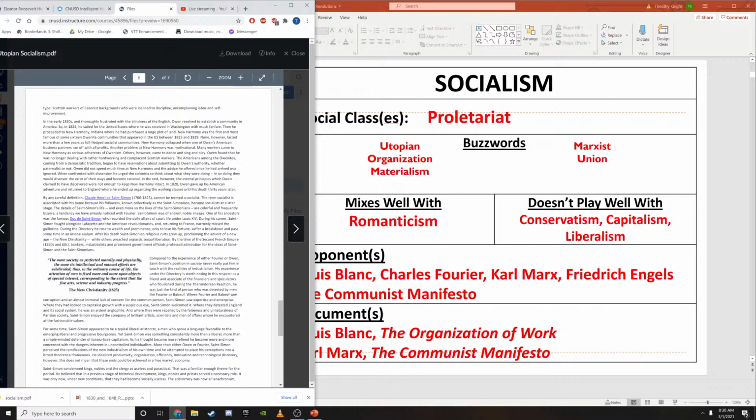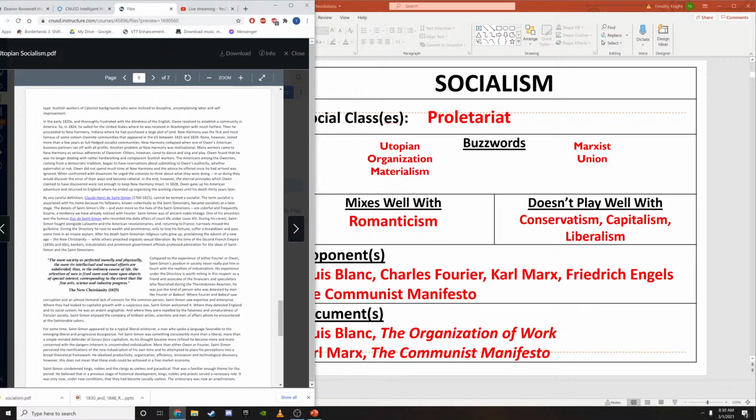After his death, Saint-Simonian religious cults grew up, proclaiming the advent of a new age, the new Christianity, while others preached orgiastic sexual liberation. By the time of the Second French Empire, 1850s and 60s, bankers, industrialists, and prominent government officials professed admiration for the ideas of Saint-Simon and the Saint-Simonians.